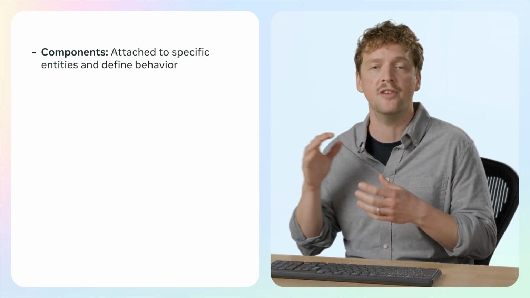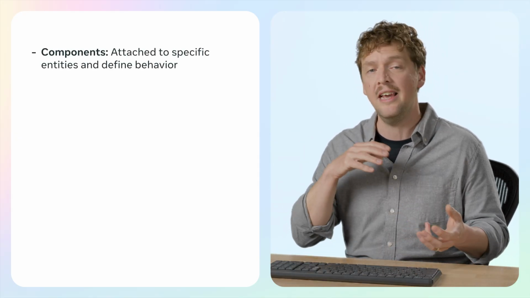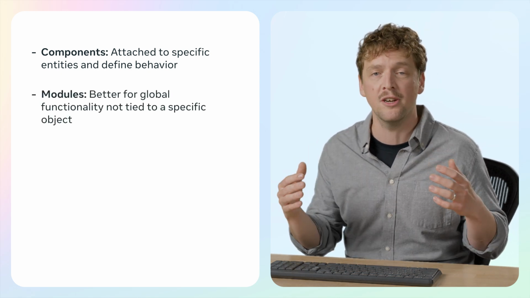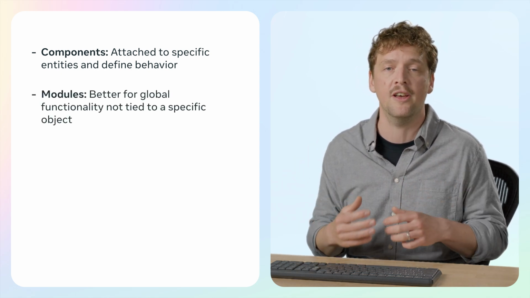It's important to understand when to use a component versus a module. Components are attached to specific entities, and they help define their behavior, while modules are better for global functionality that isn't tied to a specific object. For example, you might want to use a module for common maths operations and then make that available to all of the components. Components can be created from the scripting panel and attached to an entity by selecting it in the attached scripts drop-down of an entity's properties.